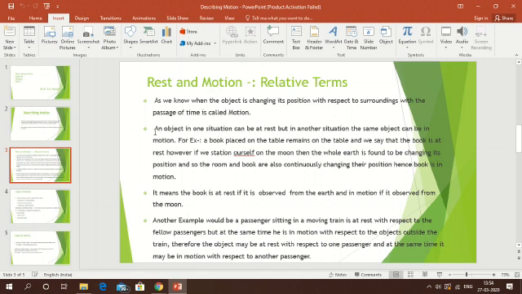Another very interesting example we can see: suppose a robber enters a train moving at a high speed with respect to the ground, brings out his pistol and says, "Don't move, stand still." The passengers stand still. The passengers are at rest with respect to the robber, but are moving with respect to the rail track. So it is quite obvious that the same body may be at rest and in motion simultaneously, or we can say that rest and motion are relative terms.